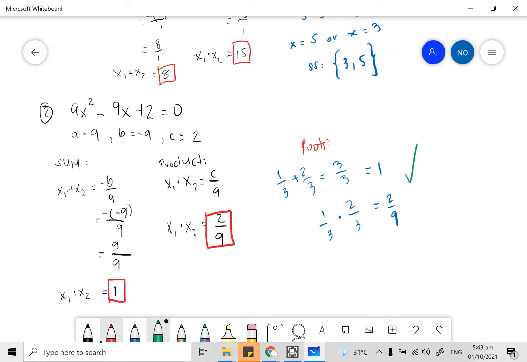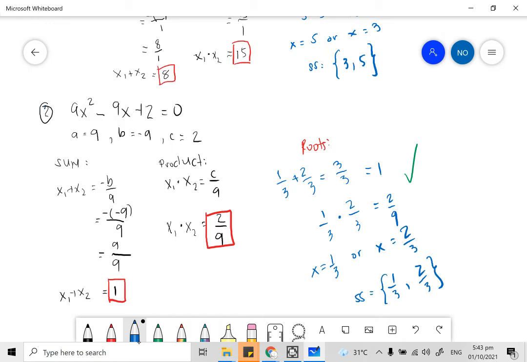So, ngayon, nakuha na natin yung roots. Ibig sabihin, ang roots na ito class ay x equals 1/3 or x equals 2/3. And our solution set will be 1/3 and 2/3. Alright? So, ganun lang class, no?